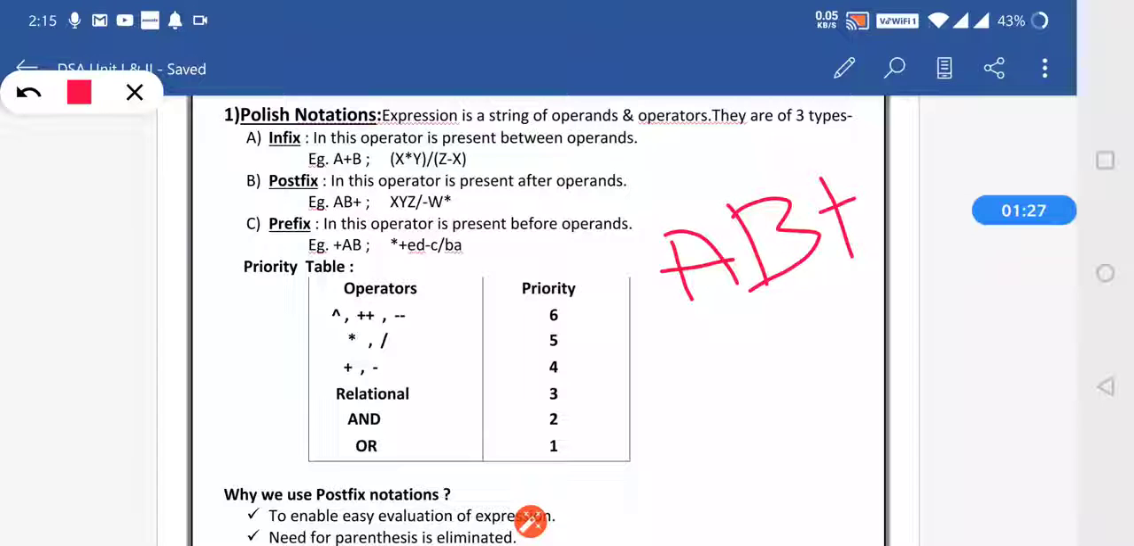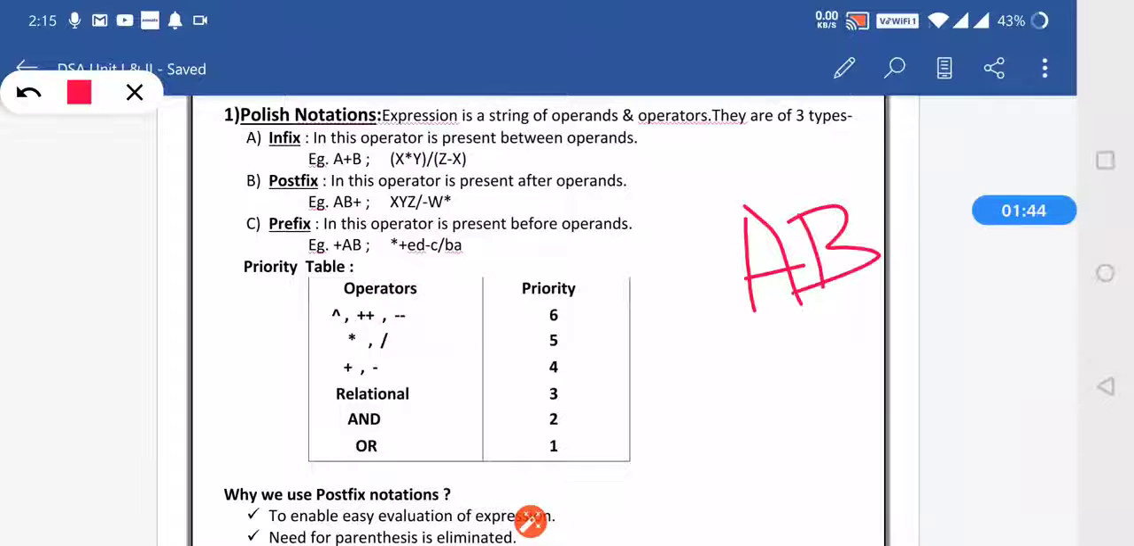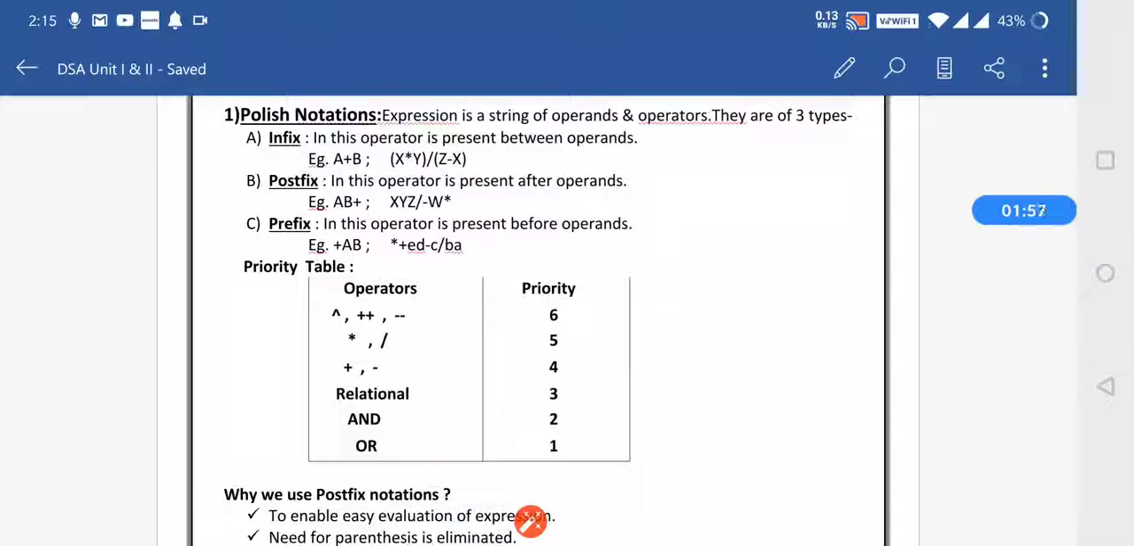And the third one is the prefix expression. As its name implies, prefix means the operator is present before the operands. So the same expression A plus B will be written with the operator before the operands. That is nothing but the prefix expression. Okay, so this is infix, postfix and prefix.